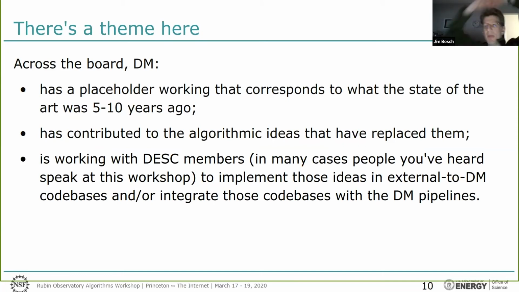So the theme here, I think, is that across the board in all of these different parts of the pipeline that are relevant for weak lensing, DM has a placeholder working that corresponds to what the state of the art was 5 or maybe 10 years ago. But we've been contributing to the algorithm ideas that replace them, and we're working with DESC members, in many cases people you've already heard speak at this workshop, to implement those ideas in external code bases or integrate those code bases with the DM pipelines.